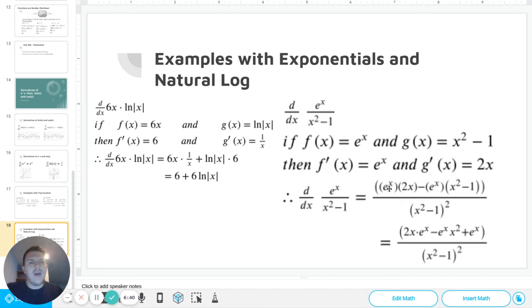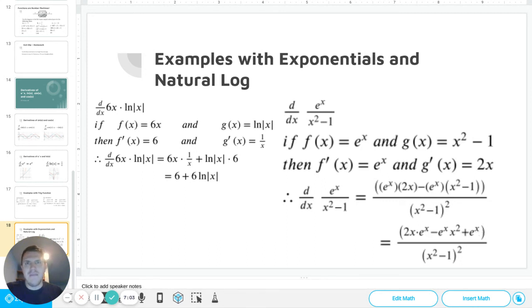So when we do that, we get e to the x times 2x minus e to the x times x squared minus 1. And when we simplify this, and of course our denominator is x squared minus 1 squared, we can leave it like this unless you want to FOIL it, multiply it out. And what you get is 2x times e to the x minus e to the x times x squared plus another e to the x.